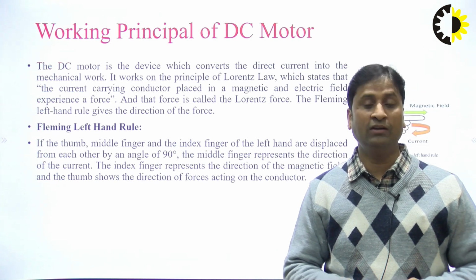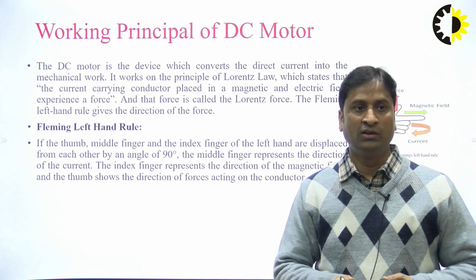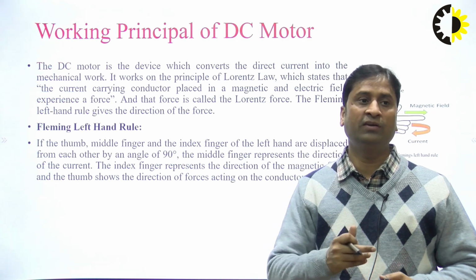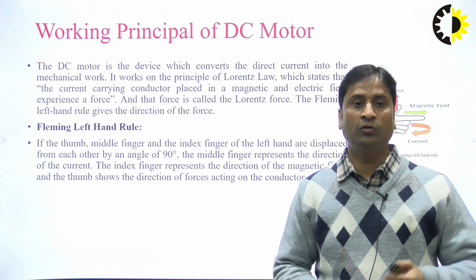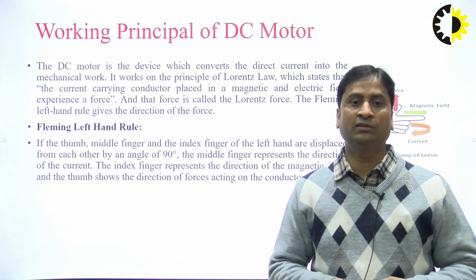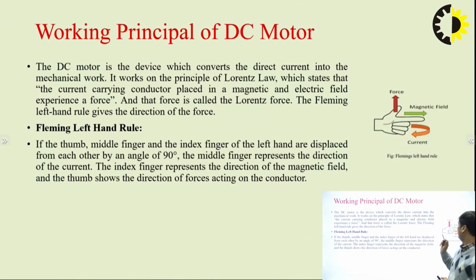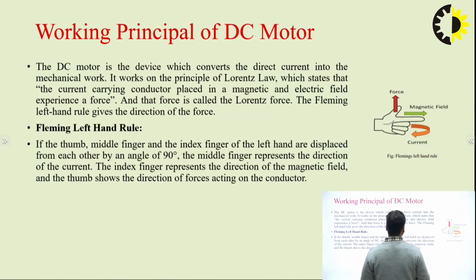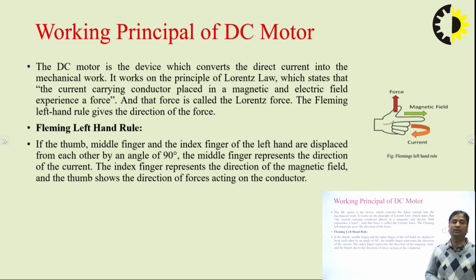That is called the Lorentz force. When a current carrying conductor is placed in a magnetic field, it experiences a force, and that force is called the Lorentz force. The direction of force can be determined by using Fleming's left hand rule. With its help we can determine in which direction the armature will rotate. In a generator we use Fleming's right hand rule, but in a motor we use Fleming's left hand rule.